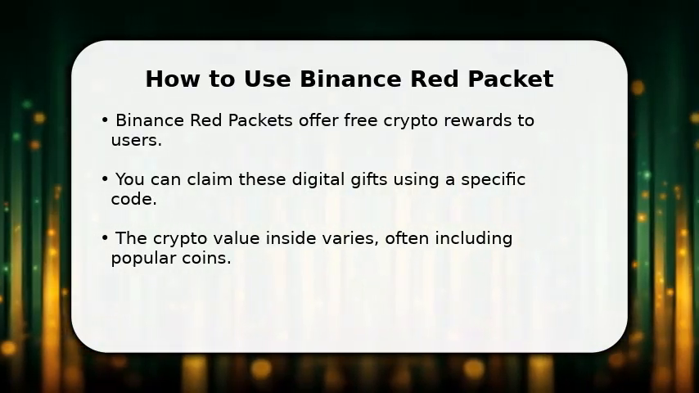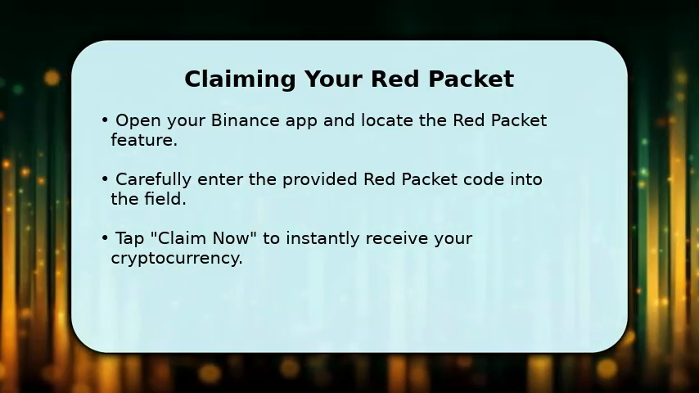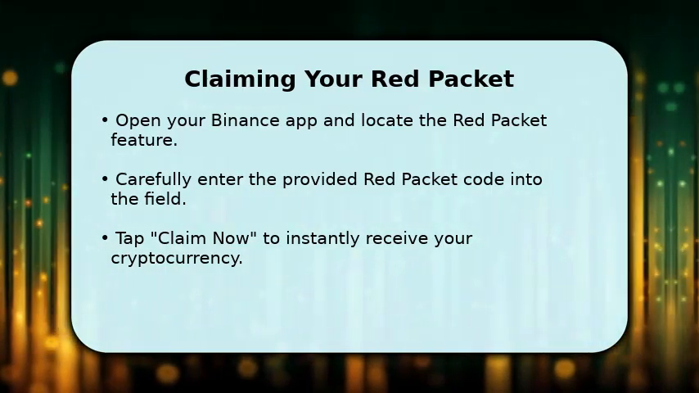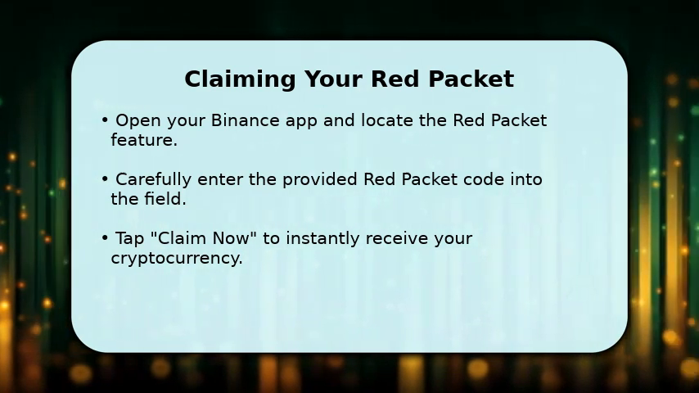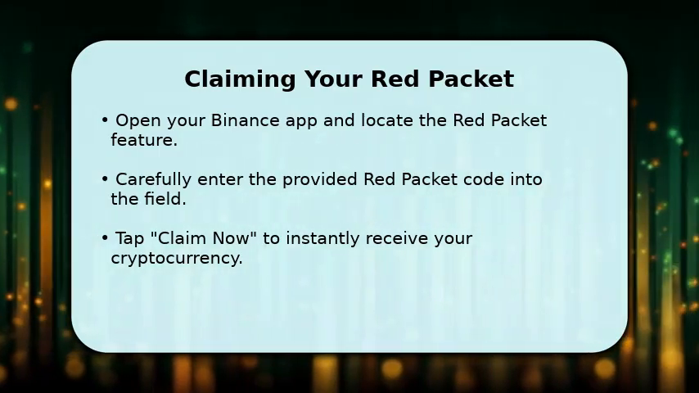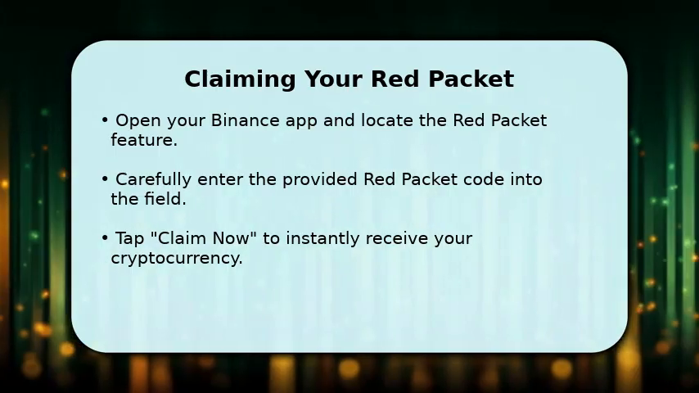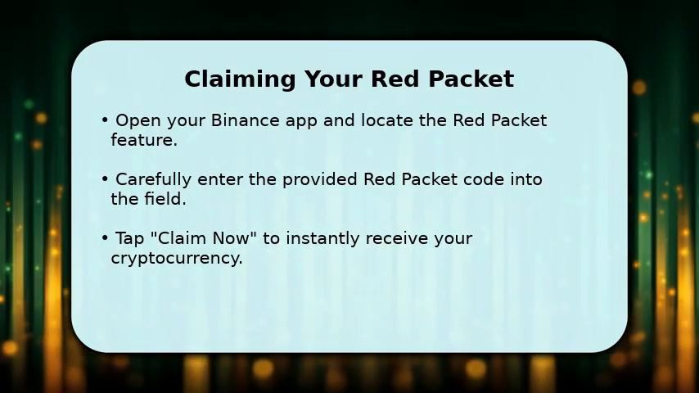directly into your account. To claim your red packet, open the Binance app and look for the red packet icon, usually found under More Services. Once there, you'll see a space to enter your code. Type the code precisely as given, then hit Claim Now. The crypto will be deposited directly into your funding wallet, ready for you to use.